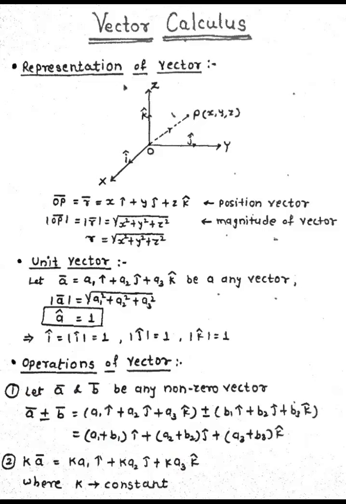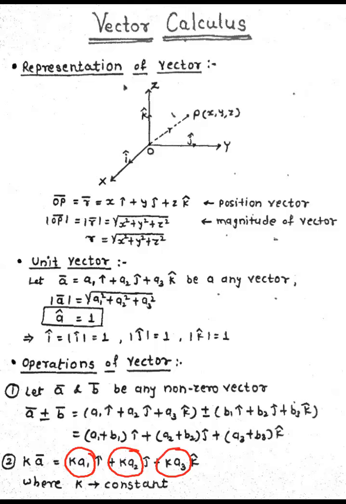Now the second operation of vectors is, if any vector is multiplied by a scalar number, that is a constant number, then we will also obtain a vector quantity. Now here k is to be considered a constant scalar number and a bar is a vector, then just multiply each and every component of i, j, k, and you will obtain the k a bar values.